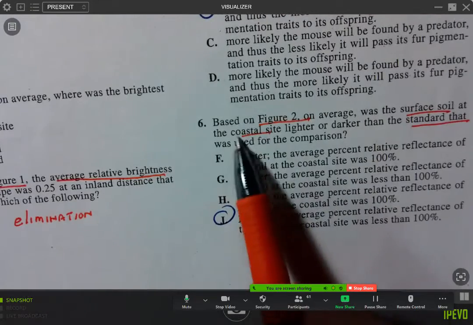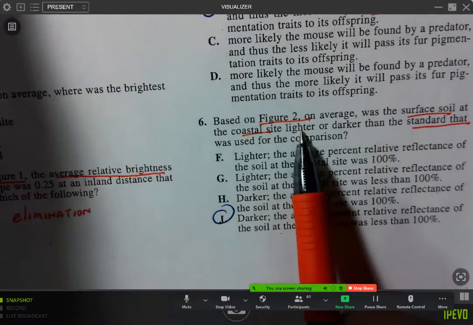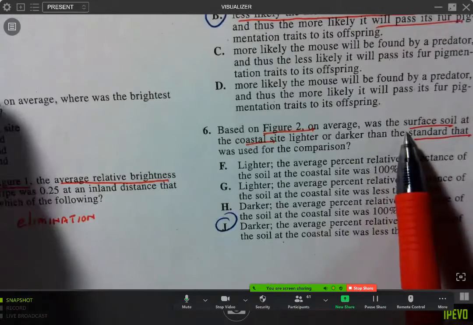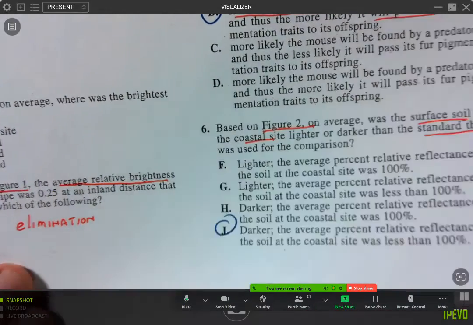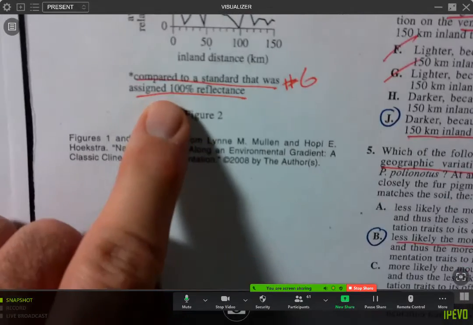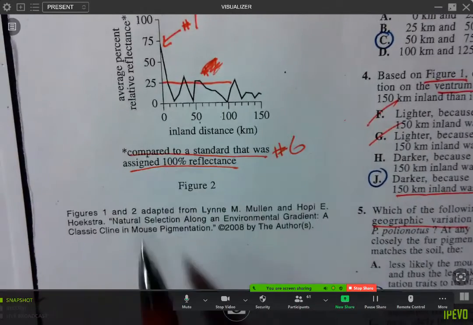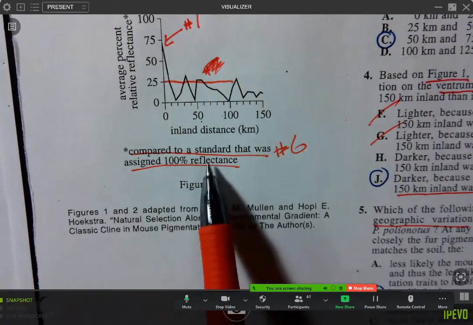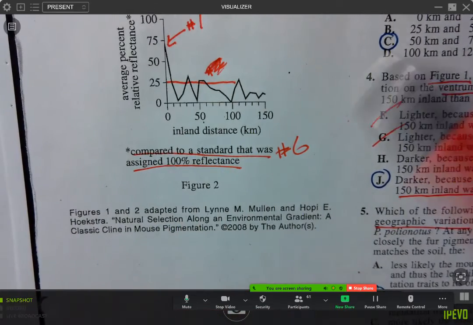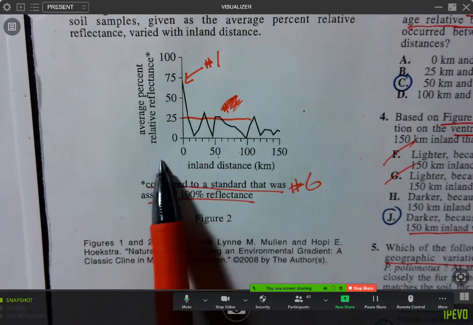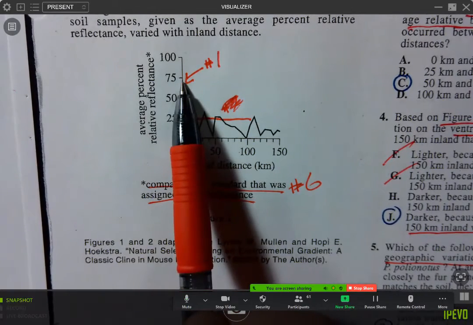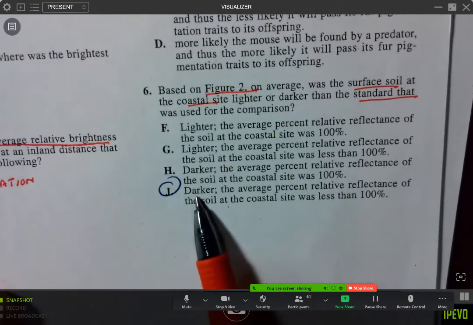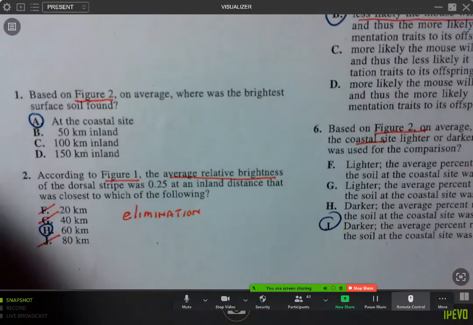Question number 6 says, based on figure 2, so we know to look at figure 2, on average, was the surface soil at the coastal site darker or lighter than the standard that was used for comparison? I found question 6 to be a little difficult. I had to look carefully, and right below it tells me, compared to a standard that was assigned 100%. So 100% is the standard. If we're at the coastline, meaning we're 0 distance inland, we're only at 75%. So we're a little bit darker. Letter J.